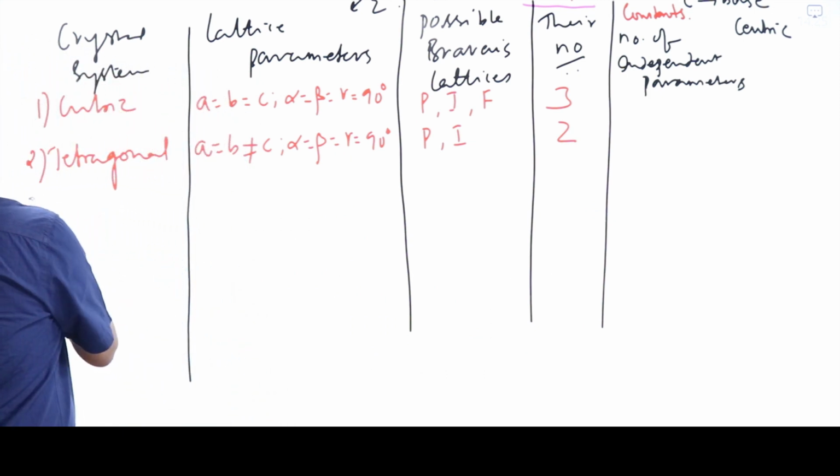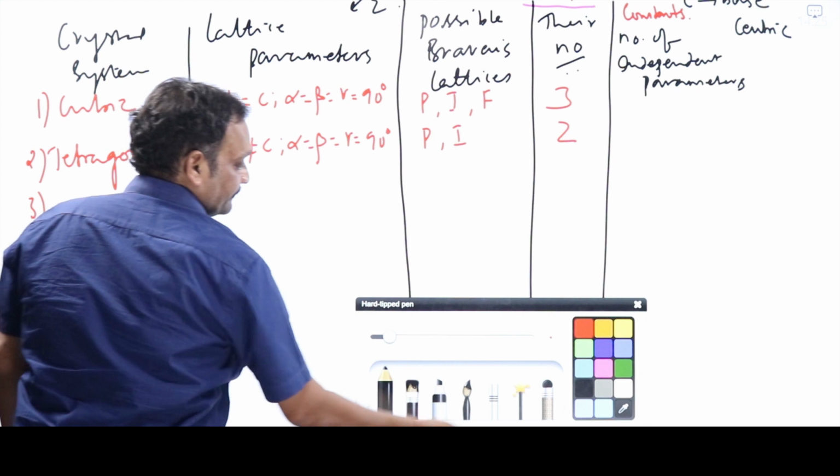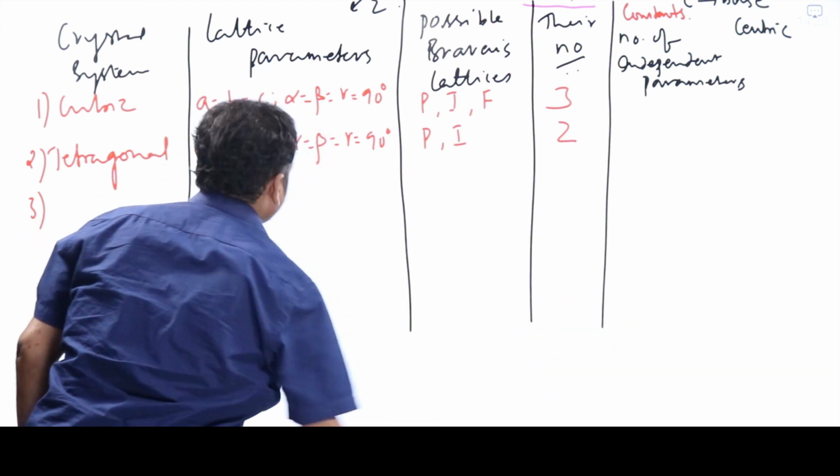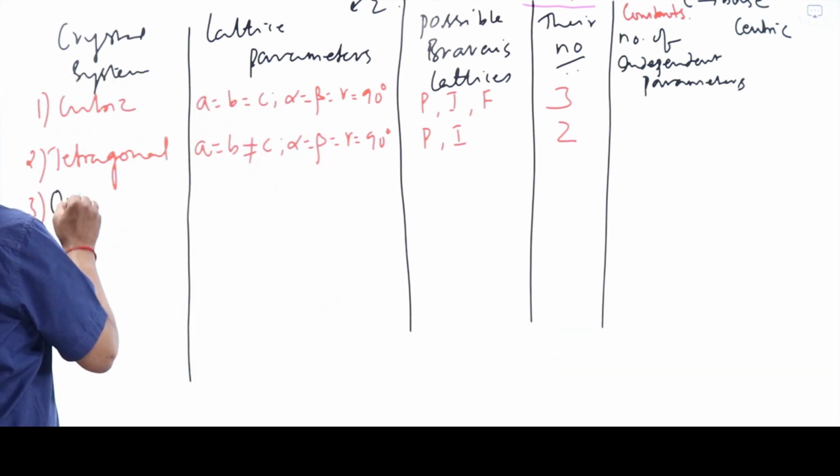The third one is what is known as orthorhombic.